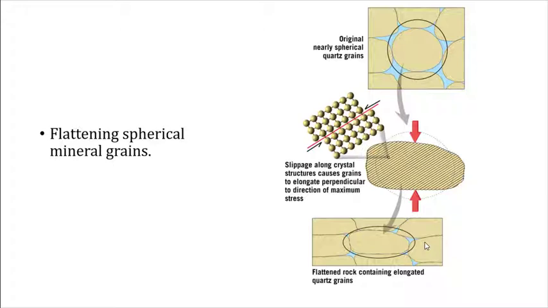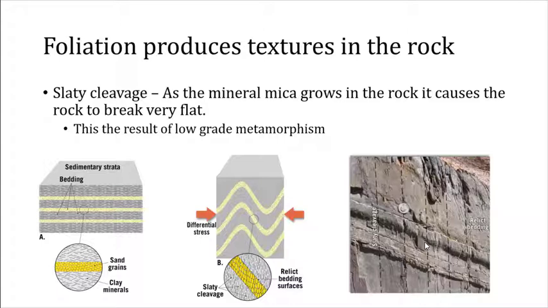Okay, now that foliation produces some metamorphic textures in the rock, and the lowest grade of foliation is called slaty cleavage. This gets a little tricky because it's a rock, not a mineral, so it doesn't have cleavage per se. It doesn't have a weak direction in the crystal matrix for the mineral to break along. It's a rock. It doesn't have a crystal matrix.